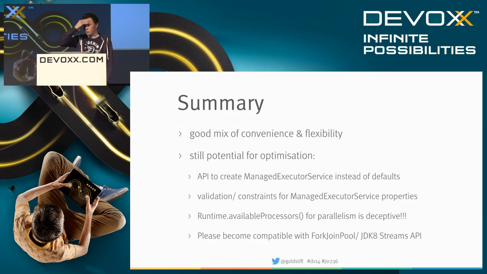So the summary for me for JSR 236 was that it provides a good mix of convenience and flexibility, but still has a lot of potential for optimization. I definitely want to create executor services from the code. Yes, they have to be managed by the operations team, but why shouldn't I be able to actually create them inside my code?